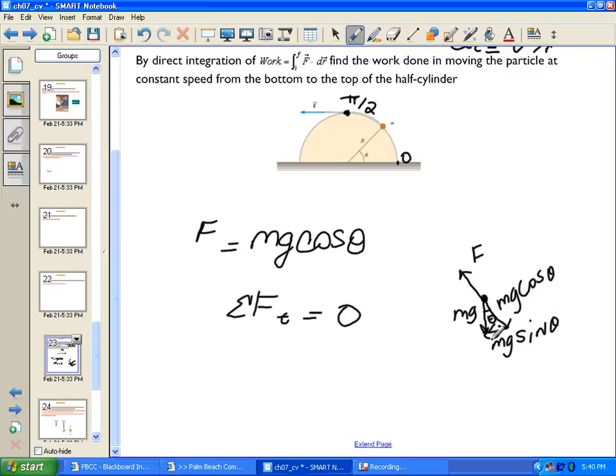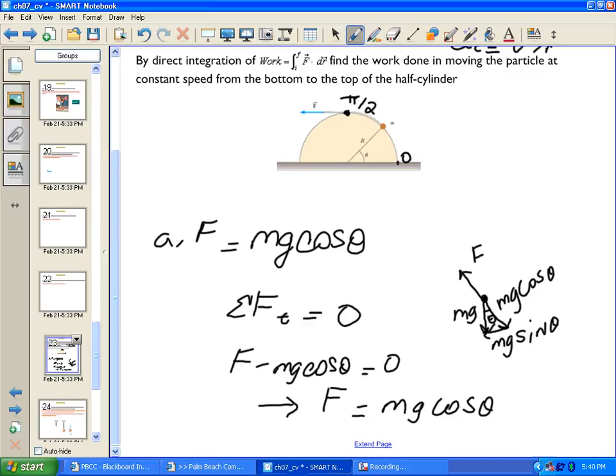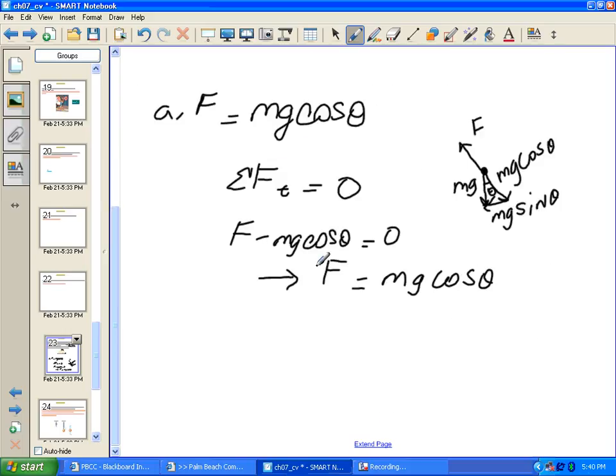So while there is no net tangential force, we note that we do have a force that is tangent, that is given to us, F minus mg cosine theta equals 0. And quite simply, we have solved the first part of the problem, which was to show that F must equal mg cosine theta if there is to be no tangential acceleration of this bead.